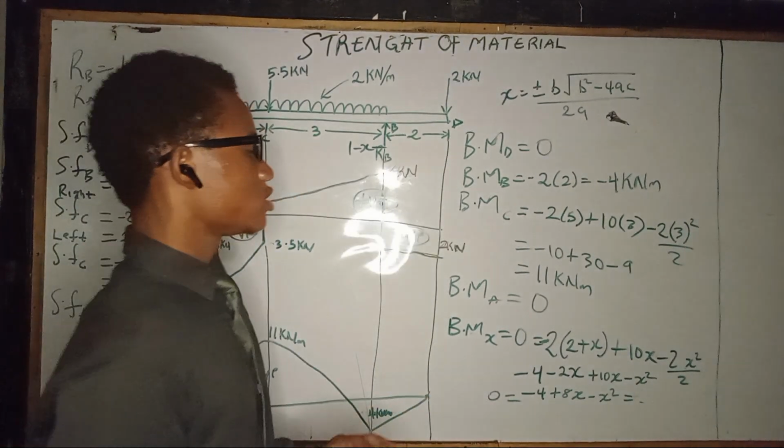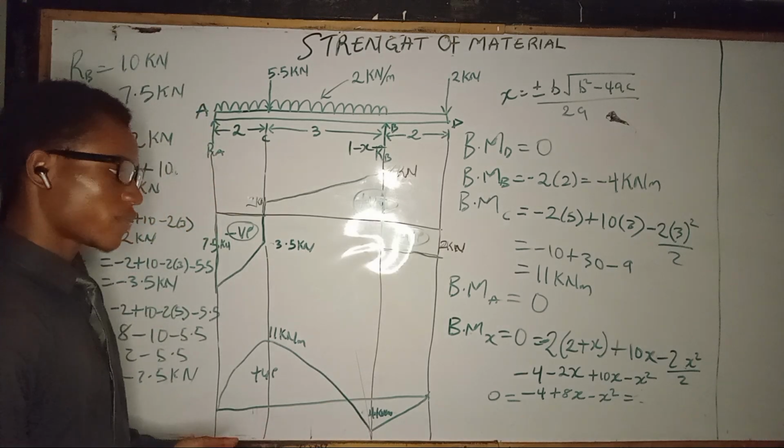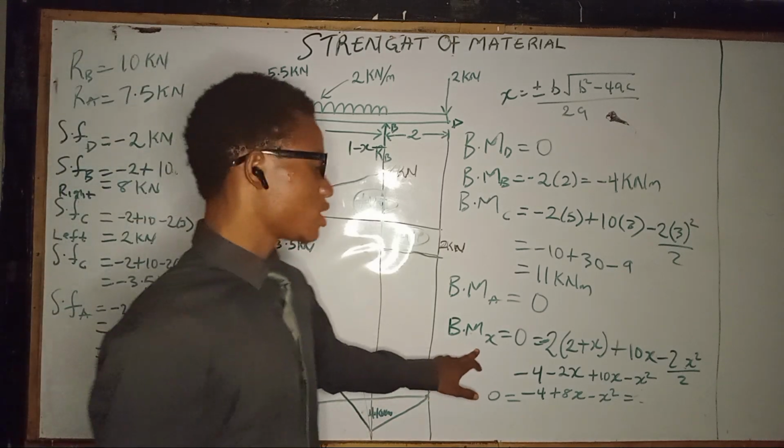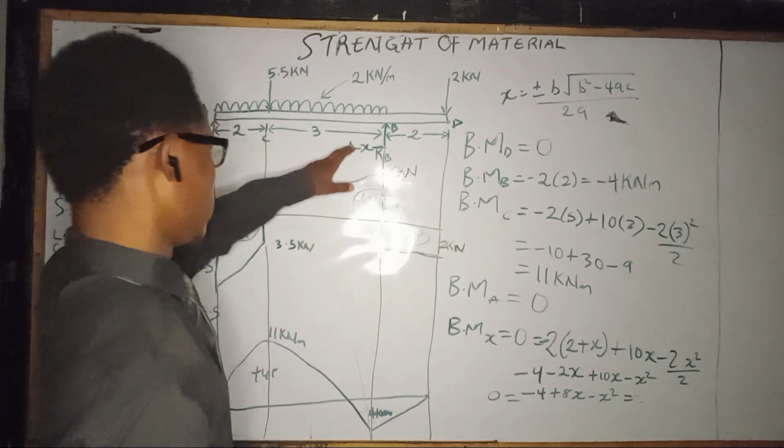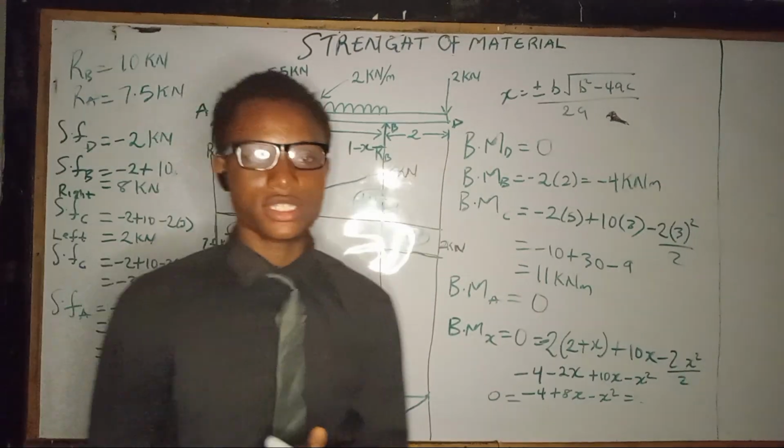But to find a point of contraflexion, you just find the bending moment at x where the bending moment is equal to 0, and then you'll be able to get the value of x.